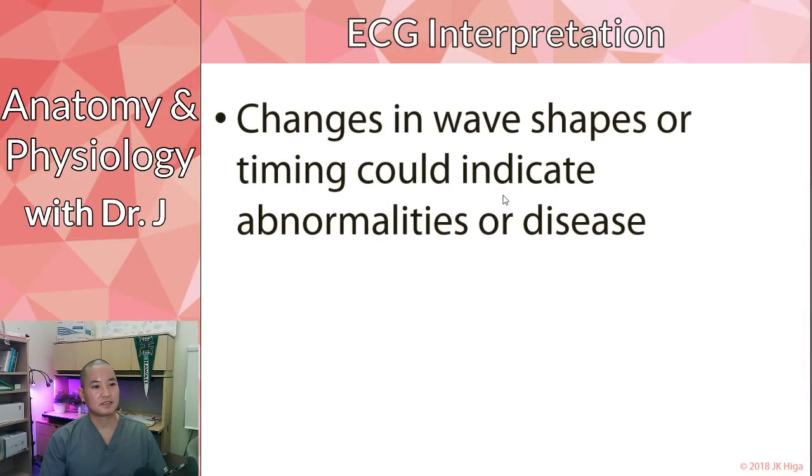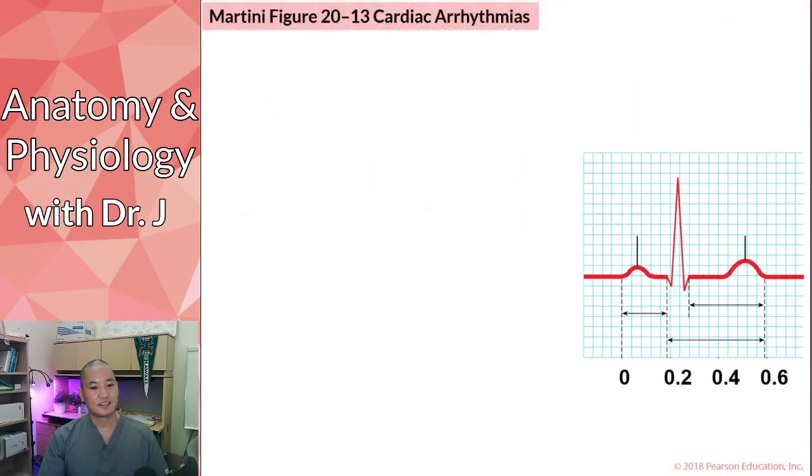Alright, so then let's go to ECG interpretation. The thing is that changes in wave shapes or timing could indicate, and this is why it's part of a patient monitor, if it starts to change shape or if it starts to change its timing, it could indicate some sort of health problem. So what we have here is the ECG.